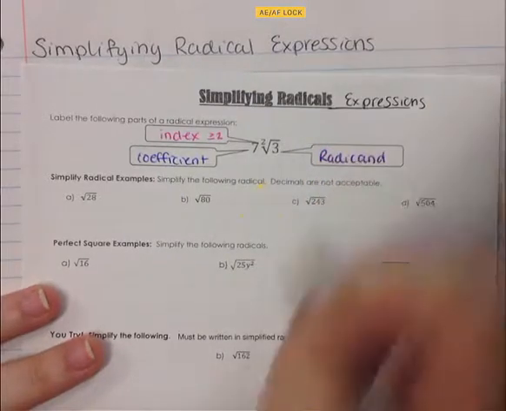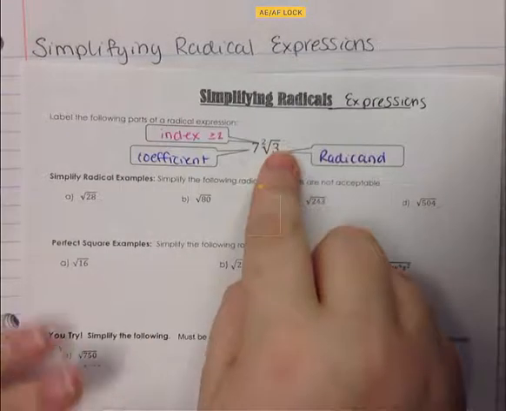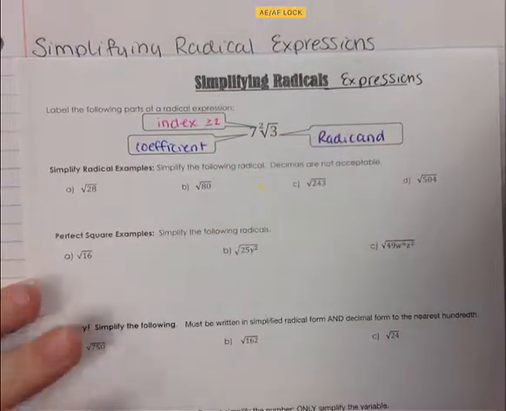So if you remember back to the quadratic formula, the discriminant was what was underneath the radical in the quadratic formula. The discriminant would be considered your radicand. The radicand is what's underneath the radical. So we have a coefficient, the index, and then the radicand.